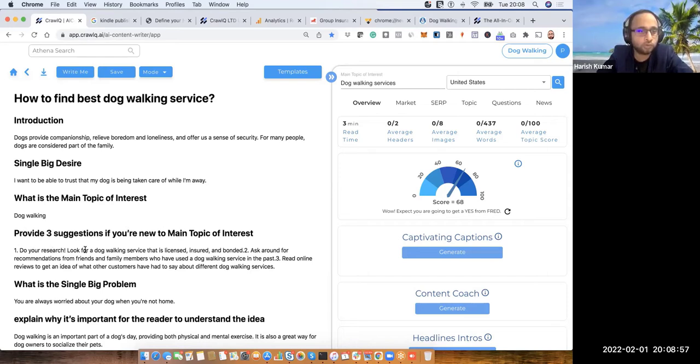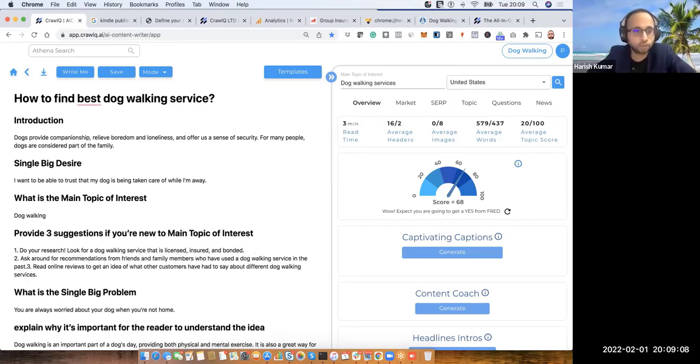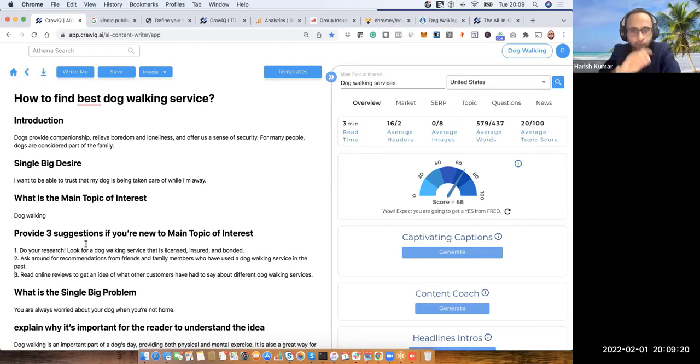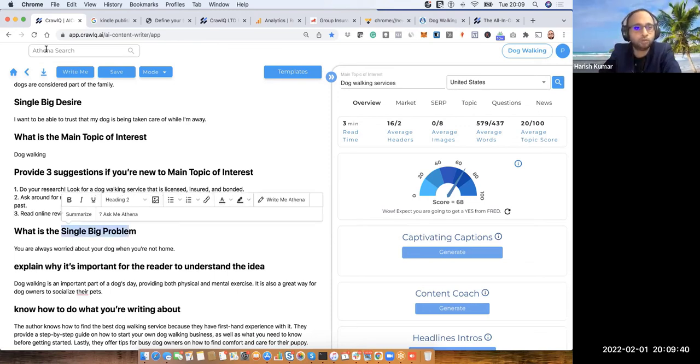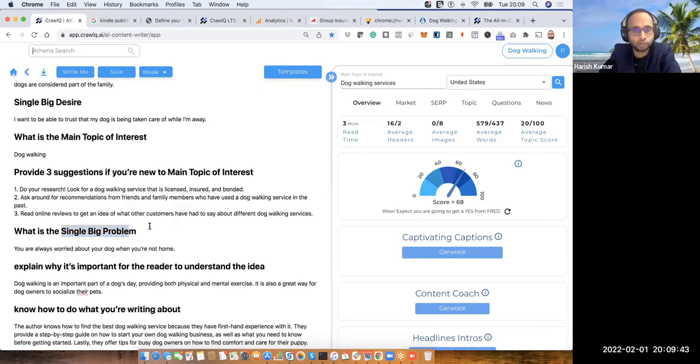Provide 3 suggestions if you are new to the main topic of interest. So do your research. Look for a dog walking service that is licensed, insured, and bonded. Ask around for recommendation from friends and family members who have used the dog walking service in the past. Then read online reviews. So you see, it's very in the context of what we ask in the beginning, and this data is directly pulled from the market research. Single big problem. You're always worried about your dog when you're not home, or it won't be exact repetition of market research, but the context will be borrowed because Athena understands when you type here single big problem, it will pull the information from your research.